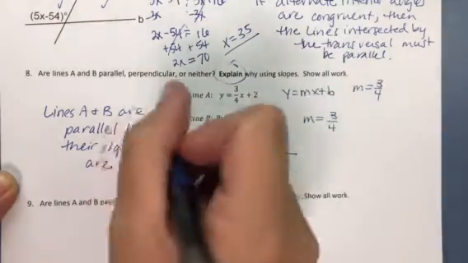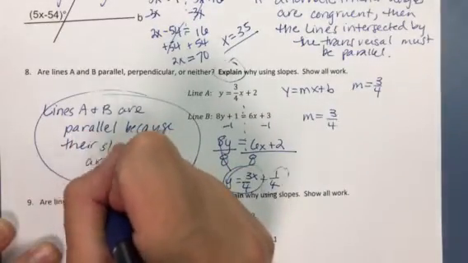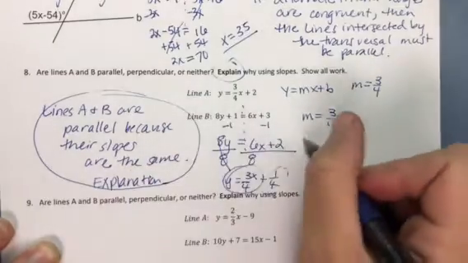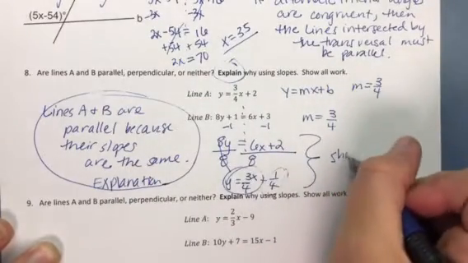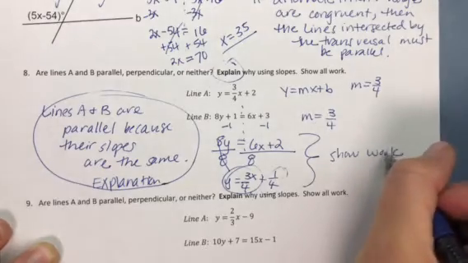All right, so even though it's just one sentence, this is an explanation. This is showing your work. And if the problem says you must do both, you must do both to get full credit.